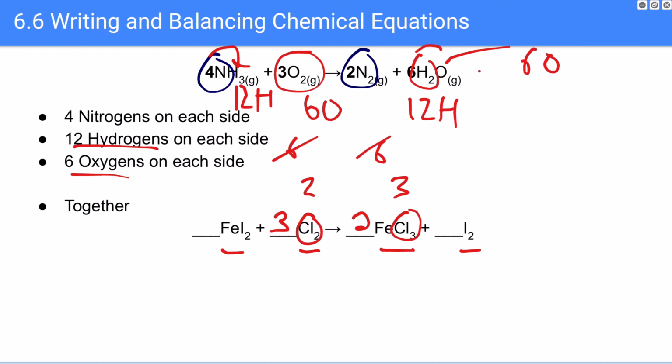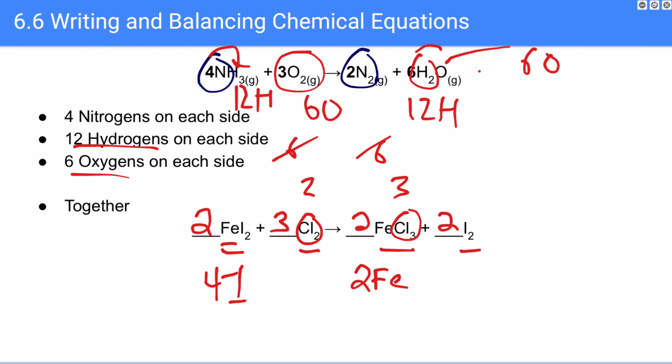Now, how I do this is I look at what has changed after I've gone through and balanced. So my chlorines are now balanced, but what changed here is I now have 2 irons on the right side of my equation, whereas I only have 1 iron on the left side. So in order to balance that out, I need to put a 2 in front of the FeI2. That results in a total of 4 iodines, so a 2 needs to go in front of I2.